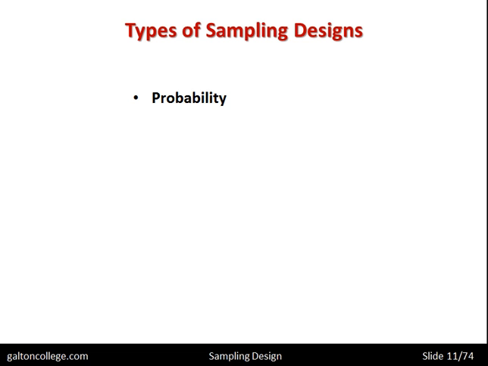That's random sampling. But we also have non-probability sampling, which is convenient. It's cheap. It's quick. Unfortunately, it may be very biased and the results may be very inaccurate, but it's often used.